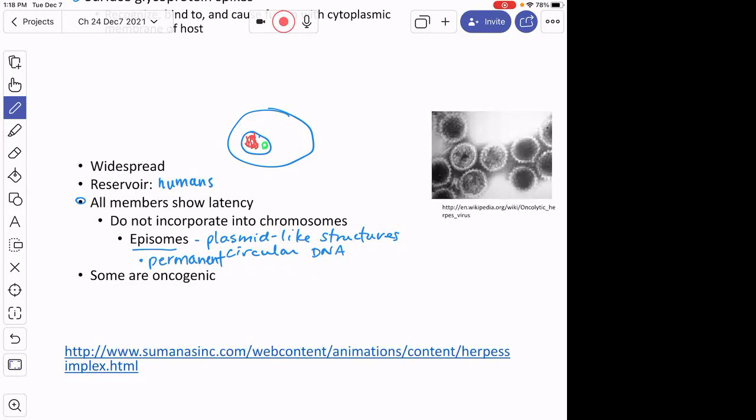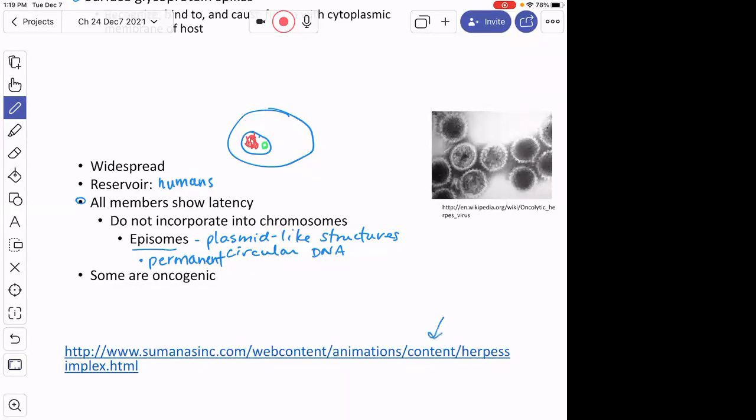Some herpes are actually oncogenic, meaning they have the potential to be cancerous. And we'll talk about one of those in particular, Epstein-Barr virus. It seems like environmental factors, predispositions kind of play a role there as to whether that is successful.